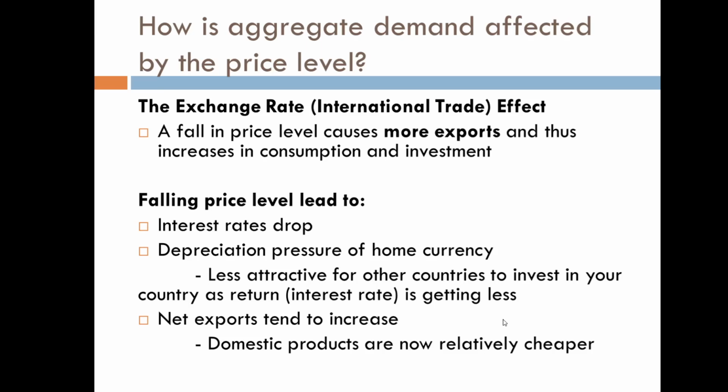And when you sell more exports, think about the aggregate demand curve. That's why it is downward sloping, and this is also one of the reasons. Any questions here? This is the detailed explanation of why, when the price level is changing, your BOP, or balance of payments, will change as well.